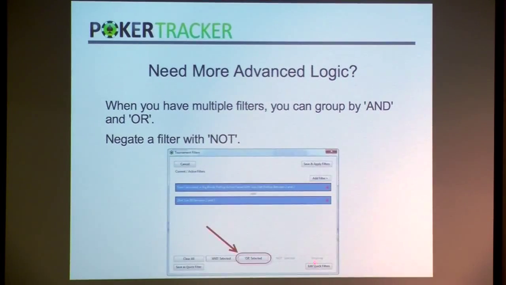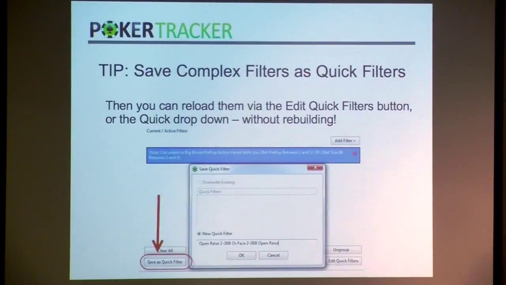And you can also click Ungroup once things are grouped together, and you can split it back up. You can use AND if you want to make nested deeper logic, and NOT will negate things. So if you wanted to negate facing a 2-bet of that size, you could just click on that one and click NOT. It's not highlighted here because you can't NOT two things at once. And you would see all other situations.